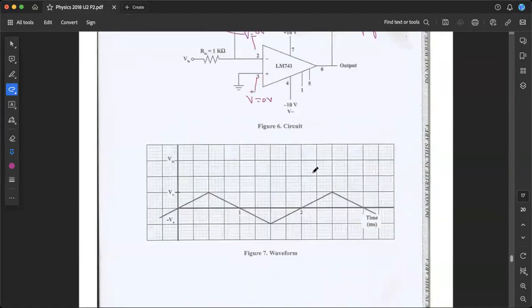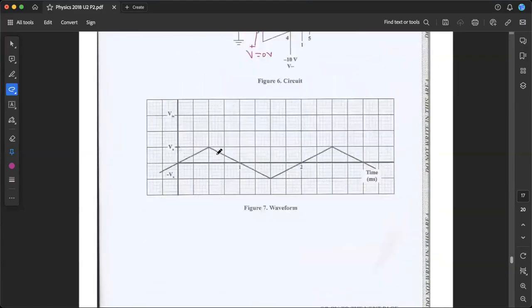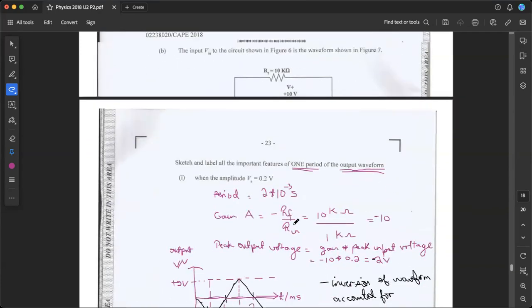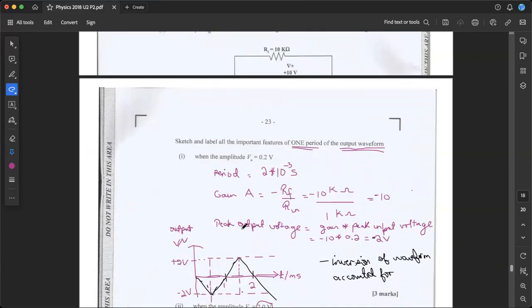And so they told us that the feedback resistance was 10 kilo ohms and the input resistance was 1 kilo ohm. So we just plug those values into this formula for the gain of an inverting amplifier and we get -10 for our gain. It was important to find the gain because that's going to enable us to calculate the value of our peak output voltage.